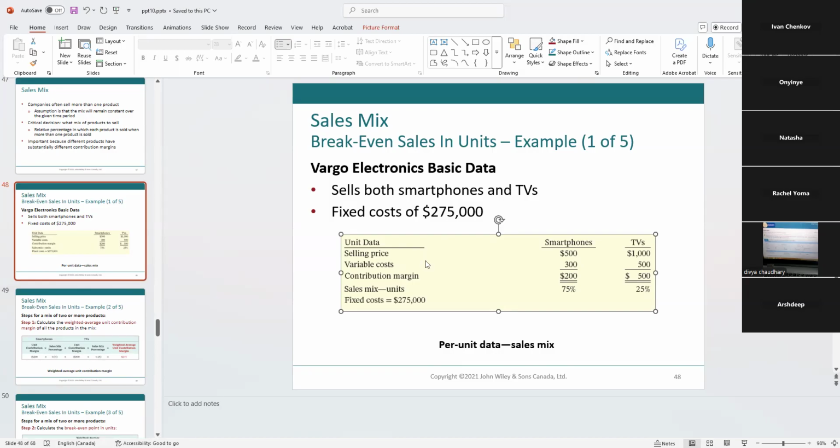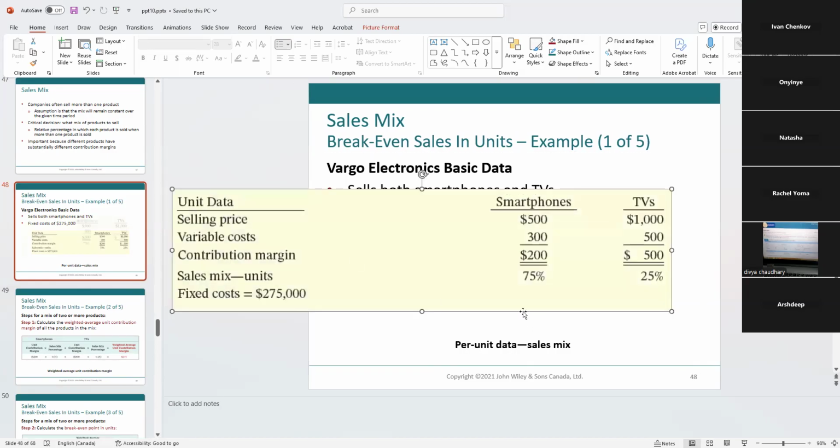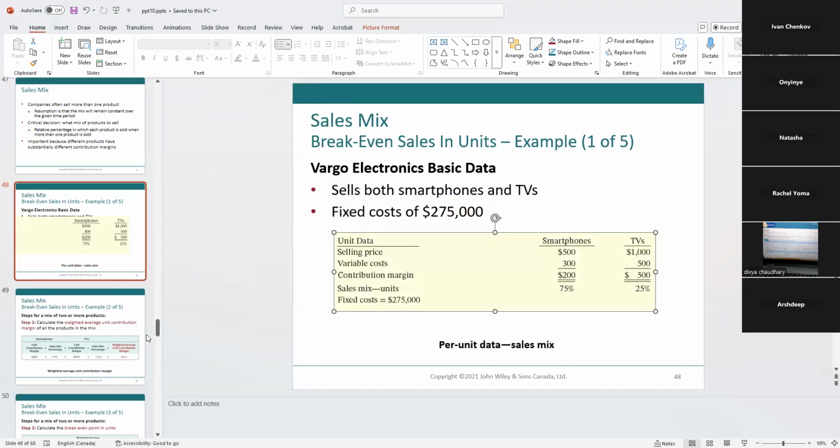Every unit gives us a contribution margin, and we also know the sales structure. 75% of our sales are on the smartphones and 25% rely on the TVs. So now the question is, what's my weighted average contribution margin?